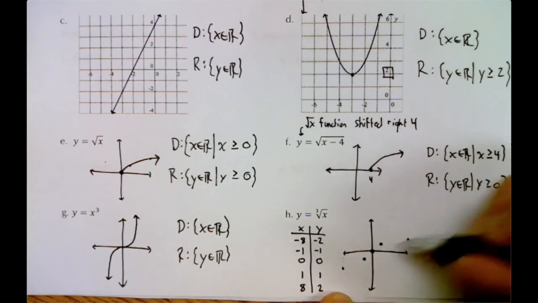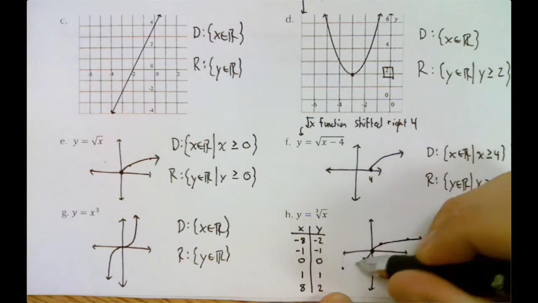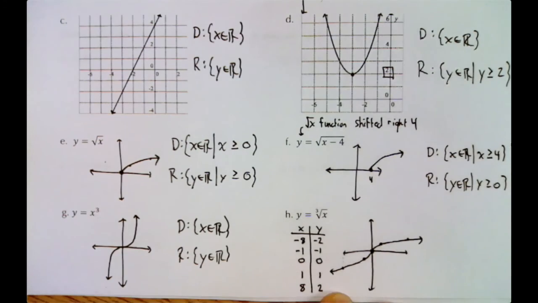So we get, kind of looks like the square root function, a little flatter, but it has another side that looks like this. So for domain and range, I'm going to leave that one to you to figure out. It's not super complicated. Check your answer on the course website.